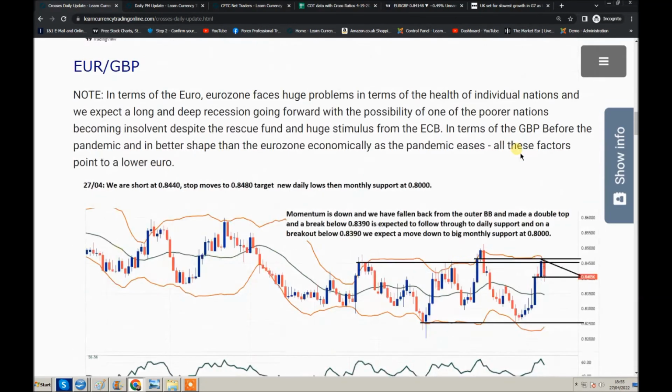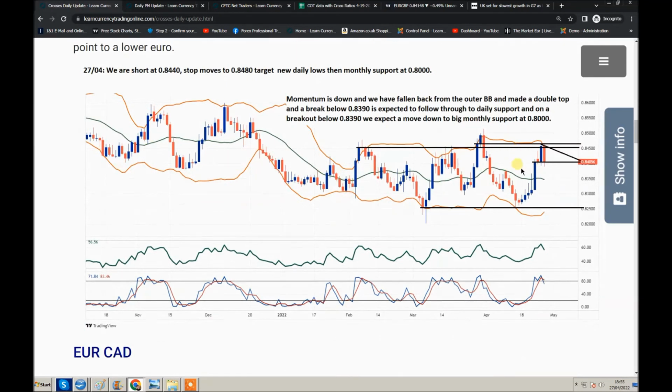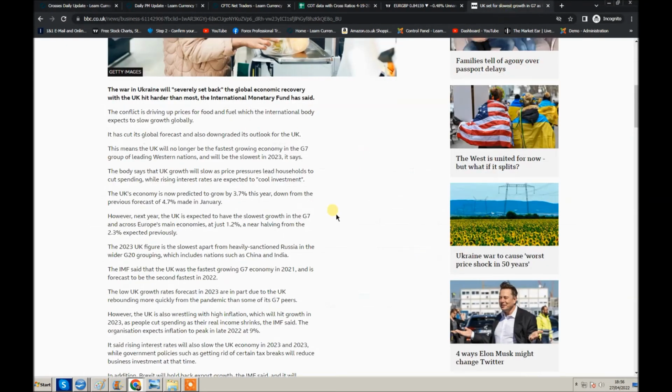Euro GBP, this is quite a messy chart, but if we take the pound, if you look at it just generally, it's been sold really hard, and I think it's been sold a little bit too hard. We're now seeing speculators really pile into pound shorts, and smart money commercial hedgers are going long the pound. Just to show you how bearish the market is of the pound, I just want to show this article here.